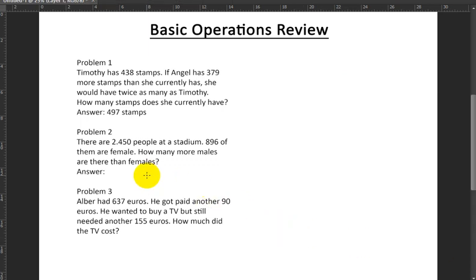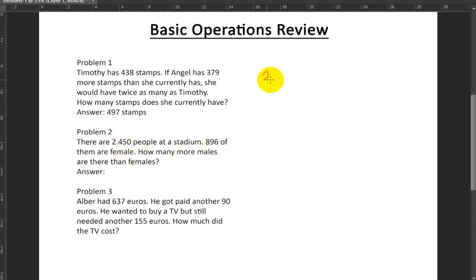There are 2,450 people at a stadium. 896 of them are female, means they're girls. How many more males are there than females? So how many more boys than girls? Okay, so to solve this, first we need to find out how many the boys are. If we know that out of 2,450 people, 896 are girls, that means that the rest are boys. So to find the number of boys, we got to subtract this from this.